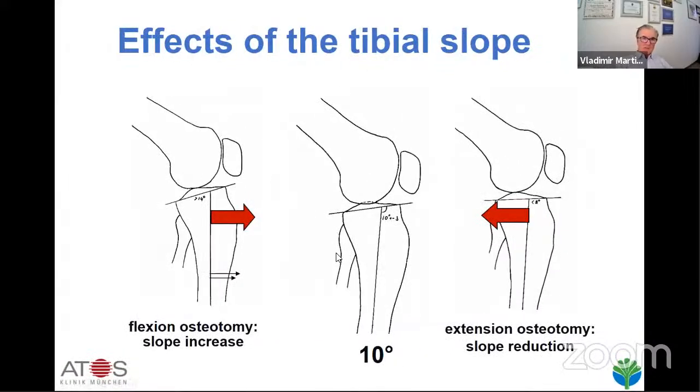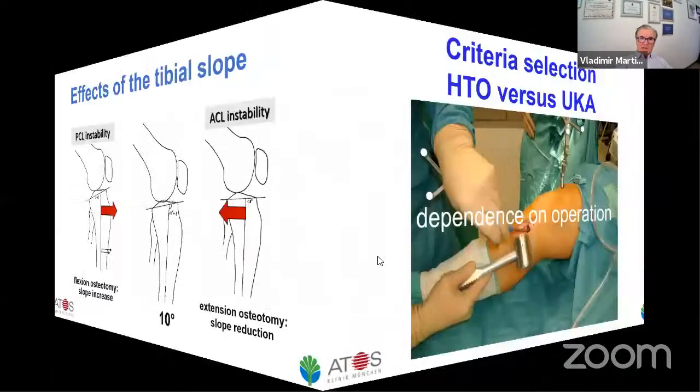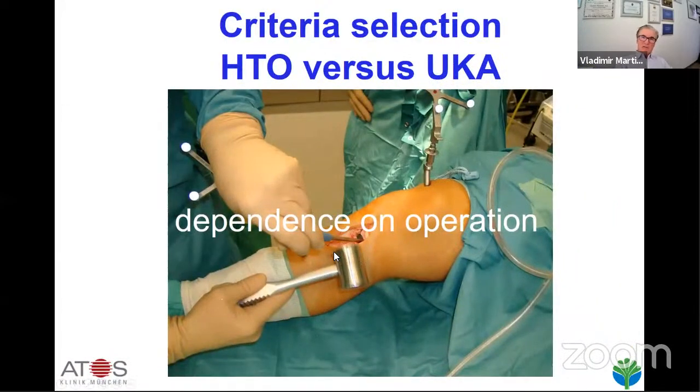We have also very nice effects of this. If we increase the slope, we will get stabilization for the PCL. If we make an extension osteotomy and decrease the slope, we will improve ACL instability. So also these factors and these options are an advantage for high tibial osteotomy.